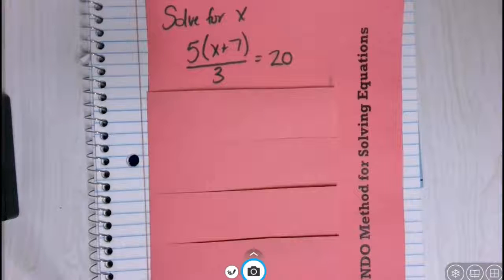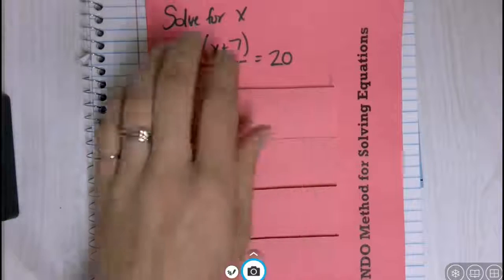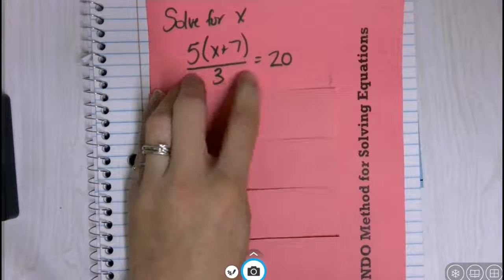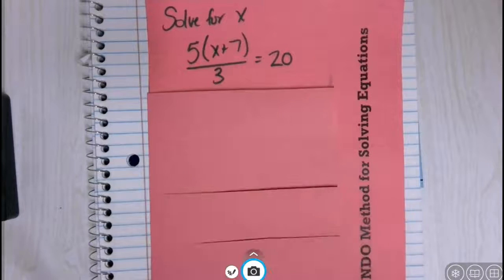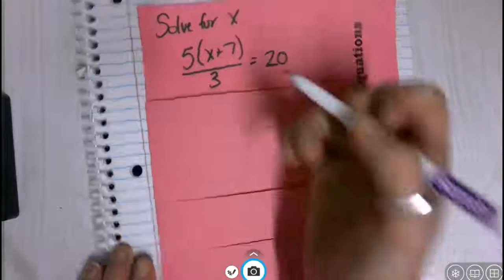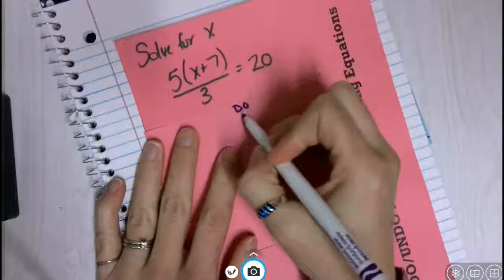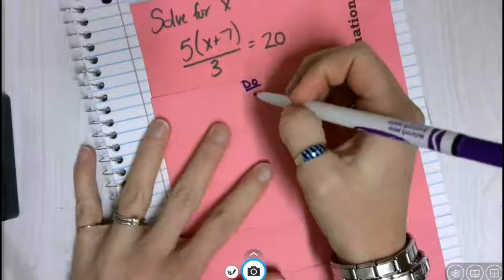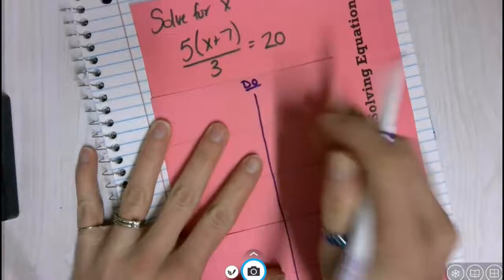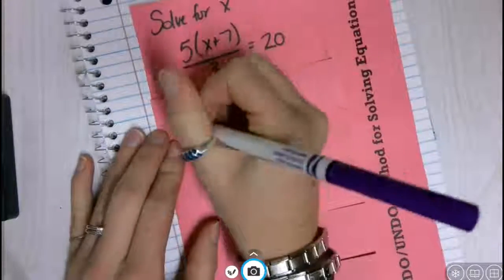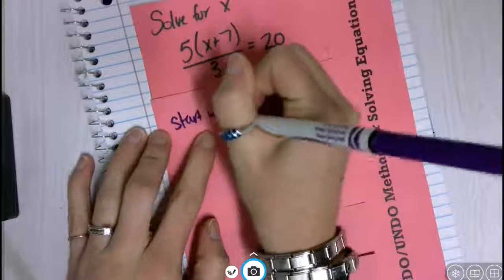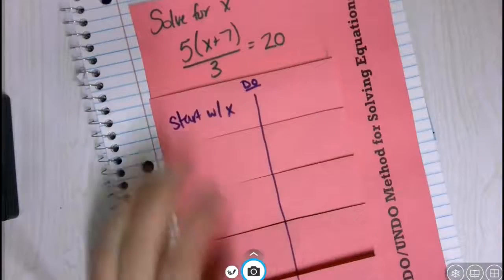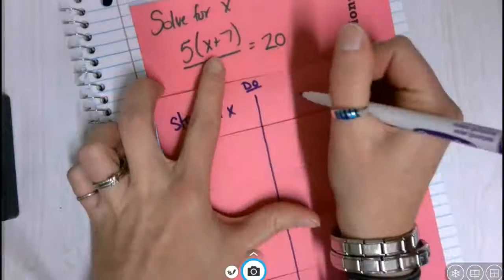Oftentimes we're given an equation, and we know it's an equation because I have that equal sign, and it says to evaluate it or solve it. So that's the do part, and that's what we're going to look at first. If I was to do this equation, I would start with my x. So I'm going to have do, and I'm going to have my little line to tell us what we end up with. When I'm doing an equation, I start with that x.